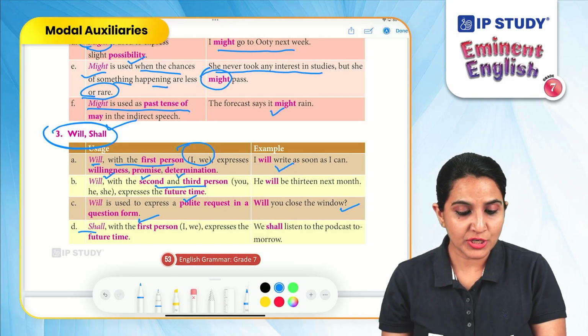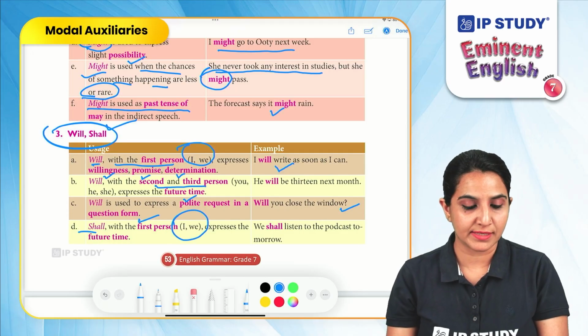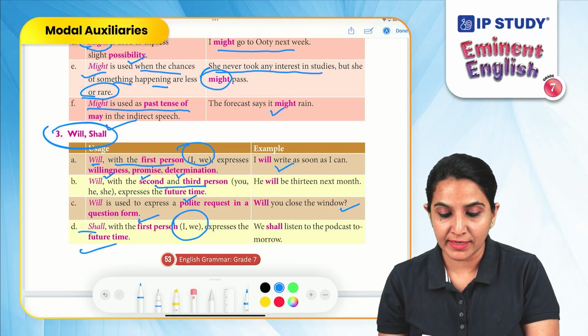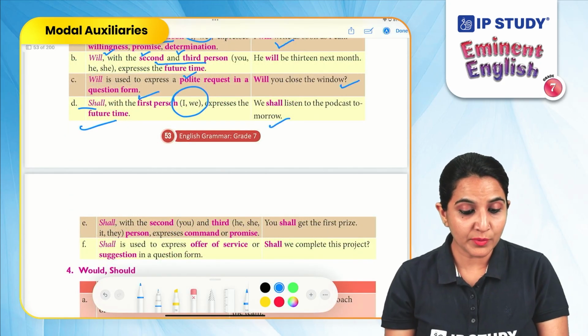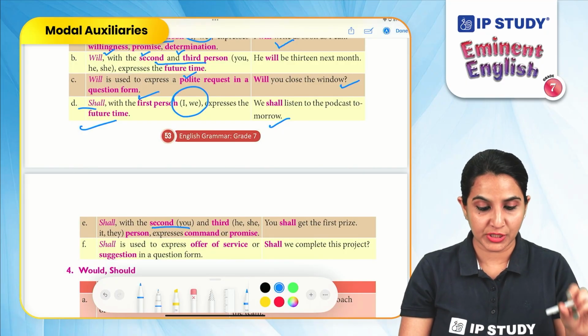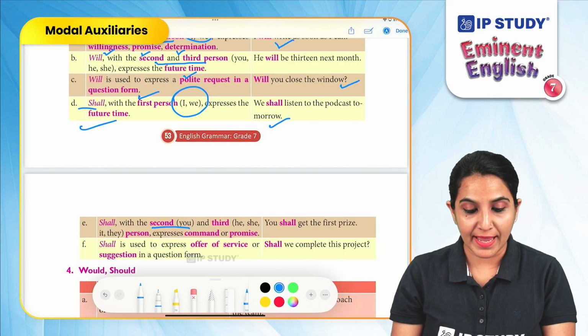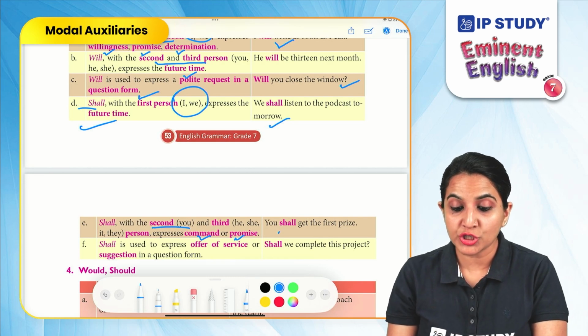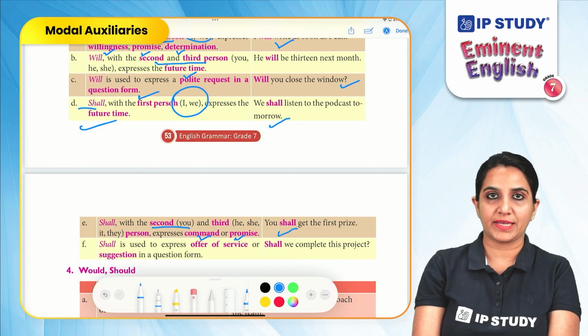Shall. Shall with the first person, like I, we, expresses the future time. For example, we shall listen to the podcast tomorrow. Shall with the second person, like you, and the third person, he, she, it, they, expresses command or promise. For example, you shall get the first prize.